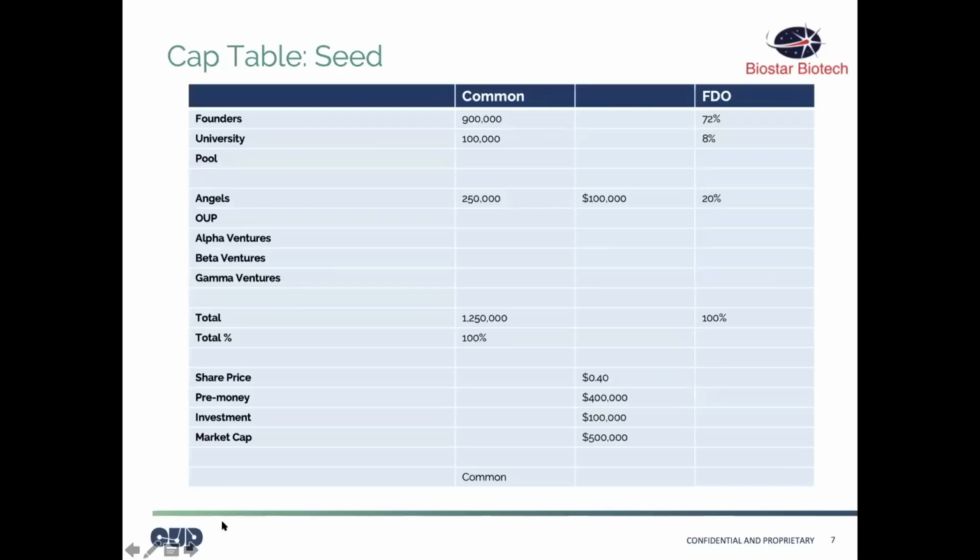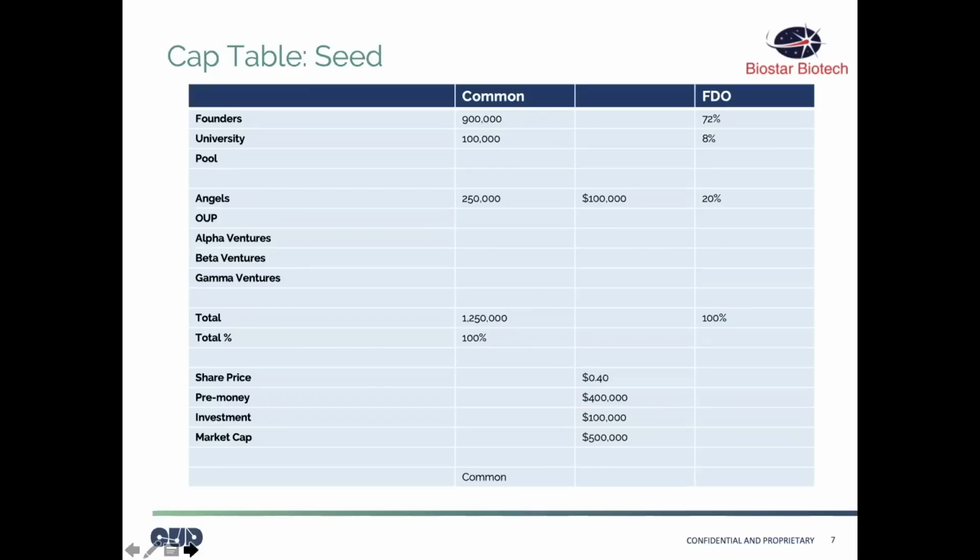After the seed financing, this is what the capital structure looks like. So we still have the common shares. Those don't change between the founders and the university. Now the angel has put a value of $400,000 on that pre-money million shares. He is investing $100,000 and purchasing 250,000 shares. So now we have a total number of shares of 1.25 million. The implied share price is 40 cents a share, as you can see. So here, the pre-money 400, investment of 100, and the market cap is 500.